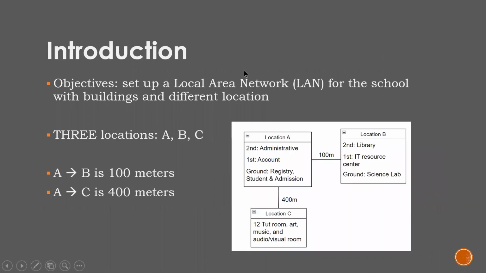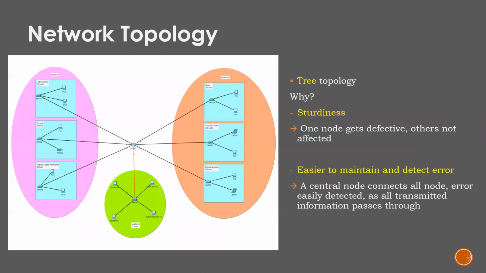The main objective of this assignment is to set up a local area network for the school with buildings and different locations. A few requirements are mentioned in this assignment: there are a total of 3 locations, which are A, B, and C. The distance from A to B is 100 meters, while the distance from A to C is 400 meters. Next, this is the network topology that we designed for this assignment.